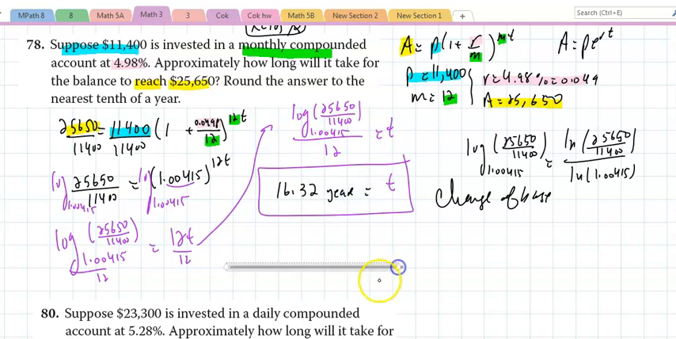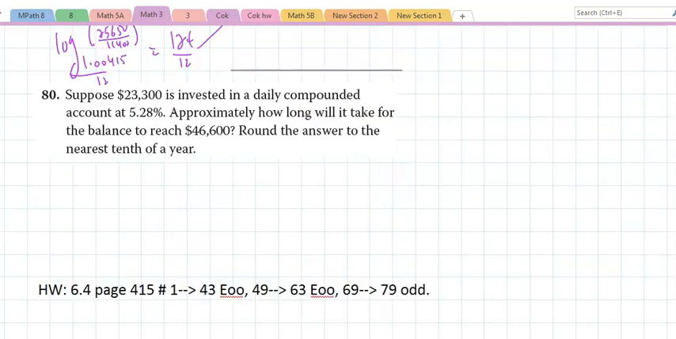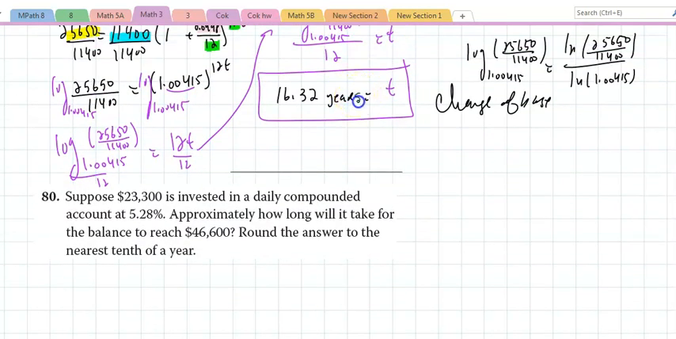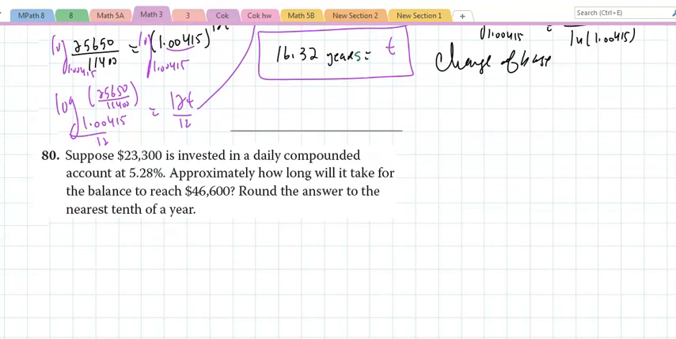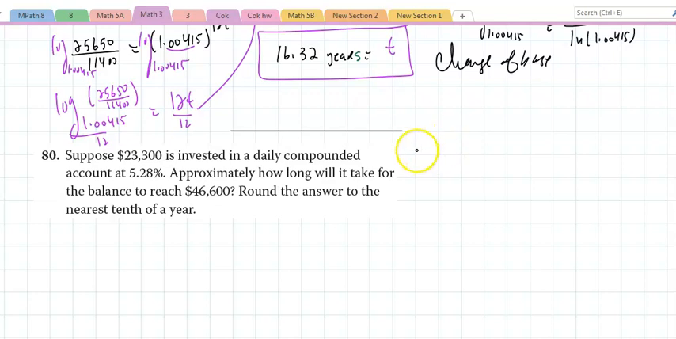And I have one more to go. To reinforce this idea, I want to do one more problem. Suppose $23,300 is invested. That's P. Compounded daily. That means M is 365 days. Interest rate is 5.28%. Approximately how long, in how many years, will you have a total of 46,600?